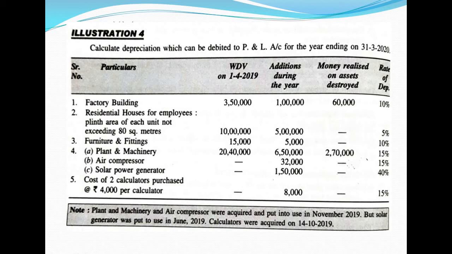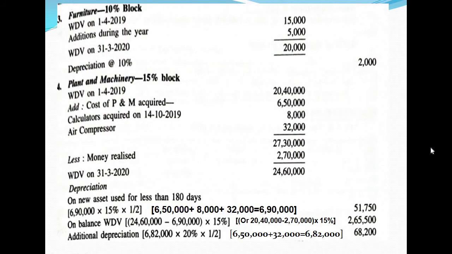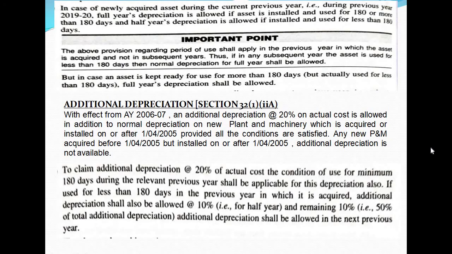So now here, for any new assets which have been acquired, if the assets are put into use for less than 180 days, then depreciation will be charged only for half year. Now look from this particular point. It says that in case of newly acquired assets during the current previous year, that is during previous year 2019-20, full depreciation is allowed if the asset is installed and used for 180 or more than 180 days, and half year depreciation is allowed if installed and used for less than 180 days.